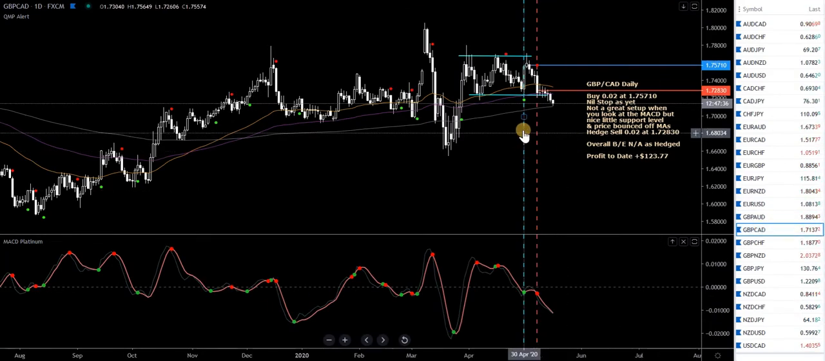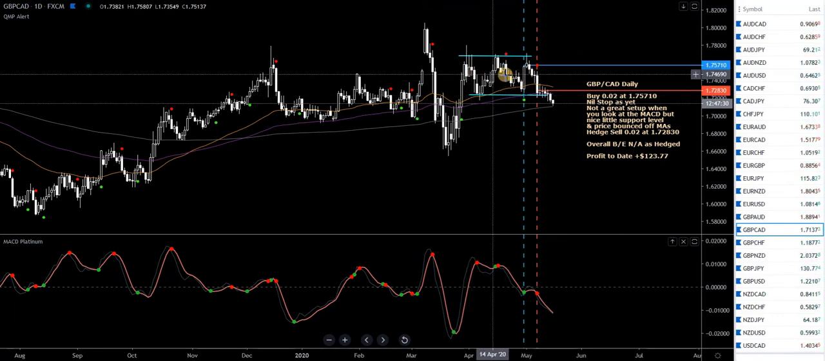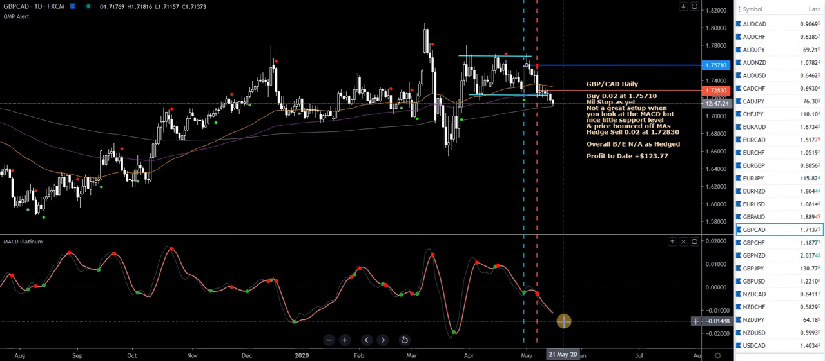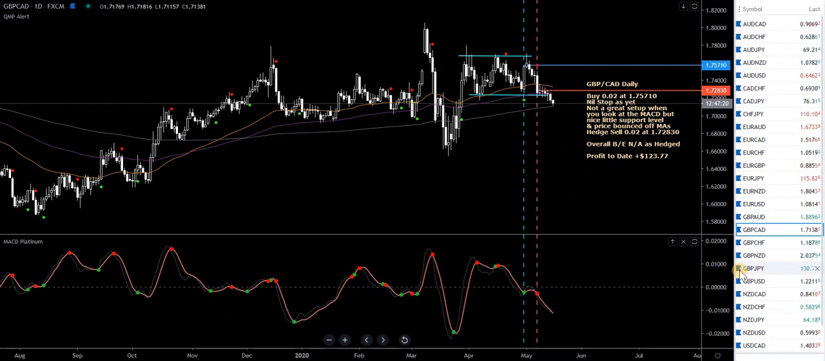Pound CAD, similar deal. I'd probably get rid of that blue line there. Took a buy, then took a hedge sell, and then locking in a loss at the moment. MACD Platinum's way below the 0 level, so just waiting on a new buy signal, then hopefully clear that hedge.